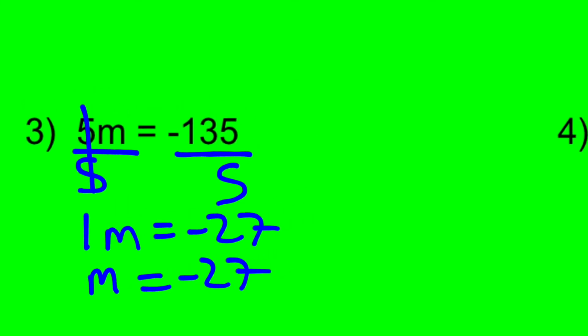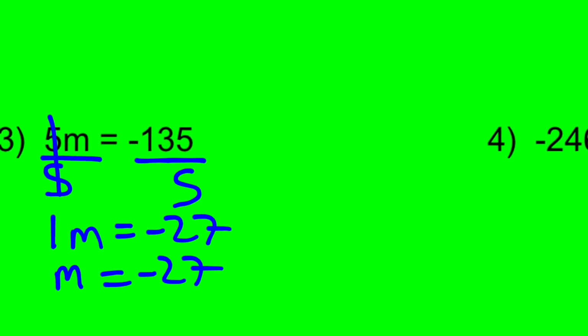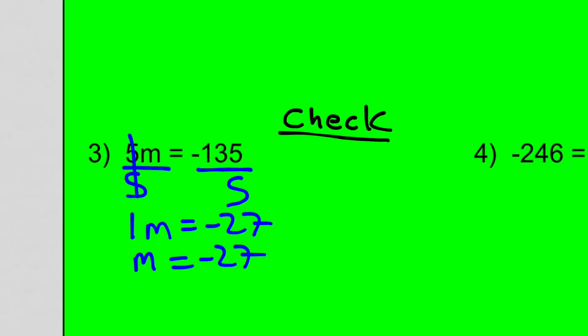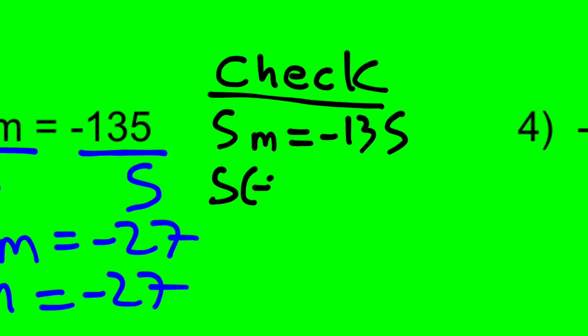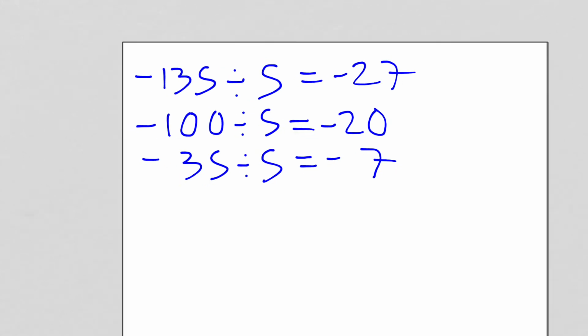Okay, the check. 5m equals negative 135. Substitute negative 27 in for m. Now let's check and see if that's true. Does 5 multiplied by negative 27 equal negative 135?